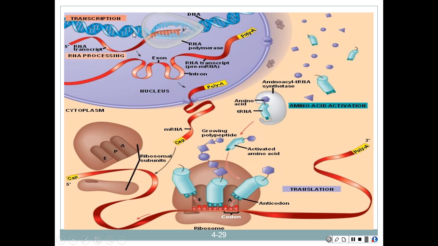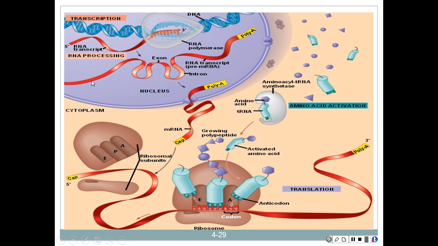Okay? Now, the RNA produced is a pre-mRNA. That's what it's called, a pre-RNA. That contains sense portions called exons and nonsense portions called introns. So here are our introns, and here are exons. Okay?